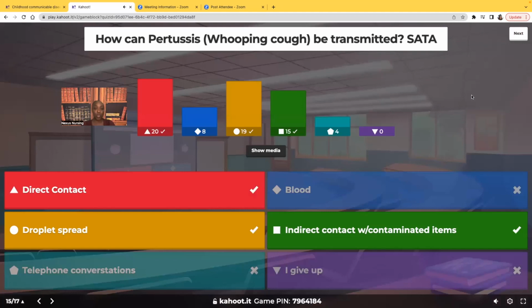Let's talk about this. So whooping cough, pertussis, how can it be transmitted? By direct contact with an infected person? Yes. Not by blood. By droplet spread, they cough, they sneeze on you, and you breathe it in. Absolutely. By indirect contact with a contaminated item. So somebody who has pertussis coughs on an item, or gets those particles on an item, and now that item's contaminated. Now you touch that item, then you put your hand in your mouth or your eyes or your nose. Now you've contaminated yourself, right? But not by telephone conversations and not by blood.